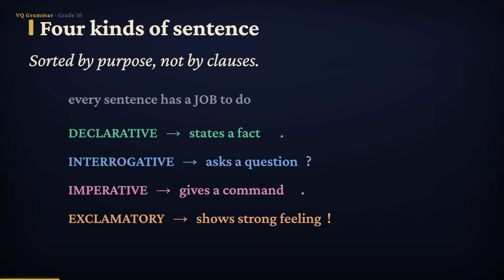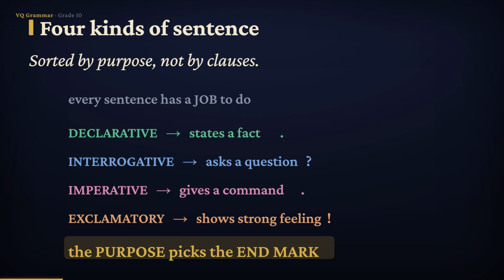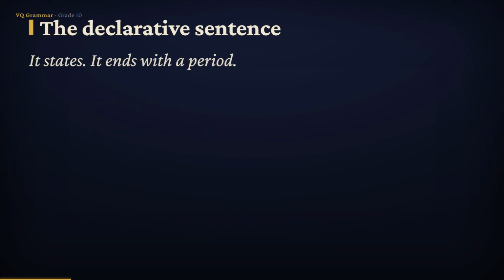Now here's the idea I want you holding on to all lesson long. The purpose picks the end mark. Decide what the sentence is doing, and the period, the question mark, or the exclamation point follows automatically. Let's take them one at a time, starting with the kind you meet most often, the declarative sentence.